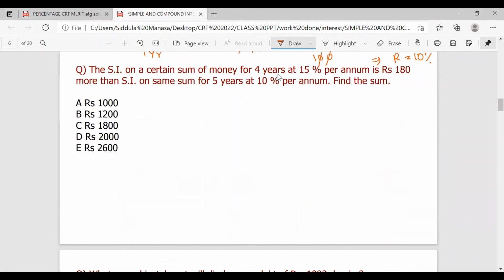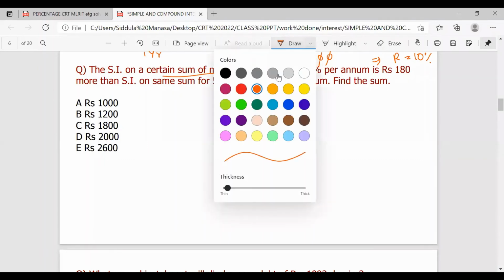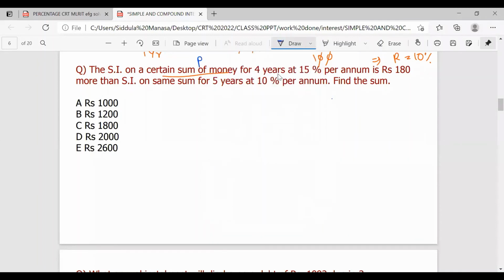So the simple interest on a certain sum of money for 4 years at 15% per annum is 180 rupees more than simple interest on the same sum for 5 years at the rate of 10% per annum. So find the sum. So what we can do here, we don't know the certain sum of money. So let us suppose certain sum of money is P, invested for 4 years at 15% per annum is 180 more than the same sum. That means that is P only. So simple interest on first part minus simple interest on the second part, the difference between the first and second is what?